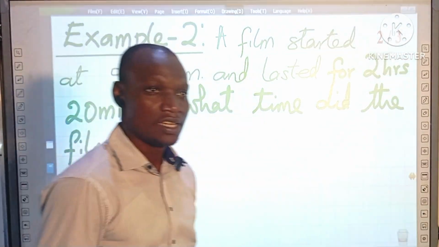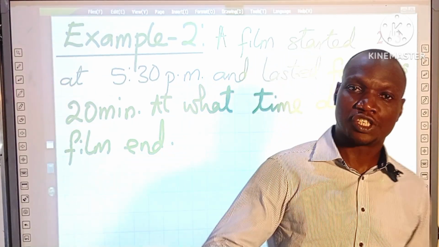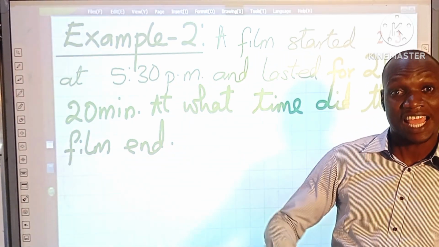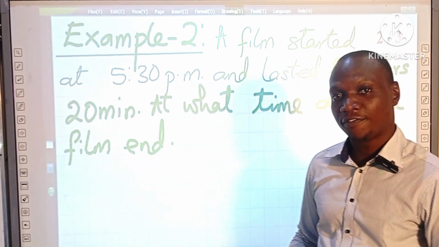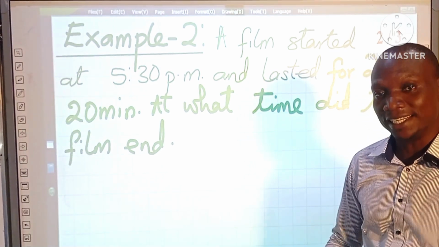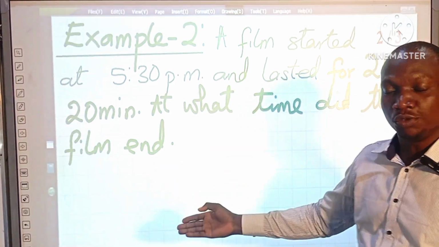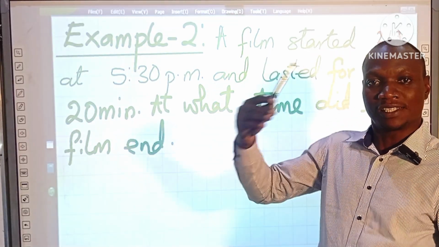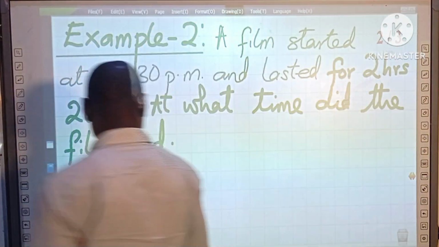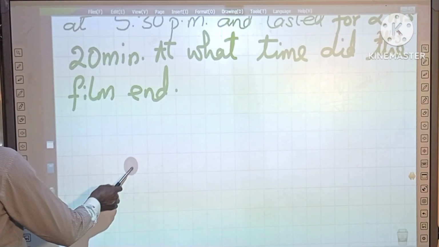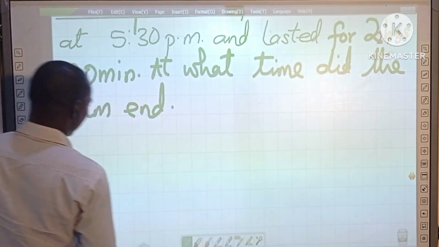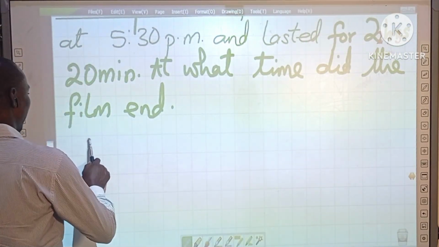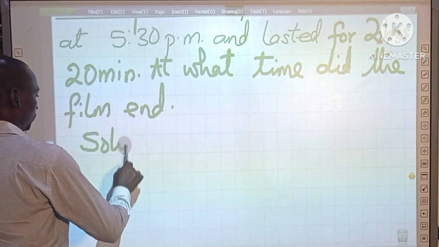Now, in this case, we have to add. They didn't give us the stop time, but they gave us the elapsed time. We have to look for the time the film ended. So, what we need to do is to add the time taken to the start what? Time. And this is actually easy peasy. So, we are going to start by identifying our start time. Let's write our solution.